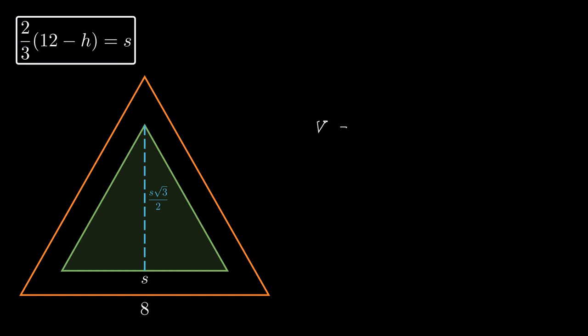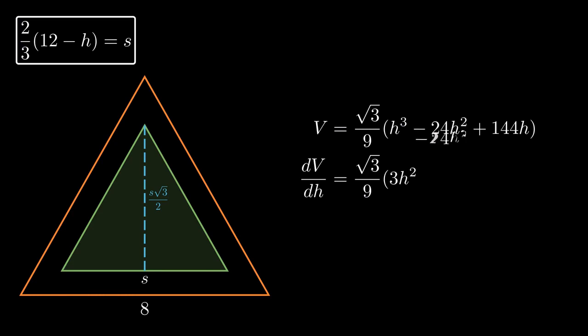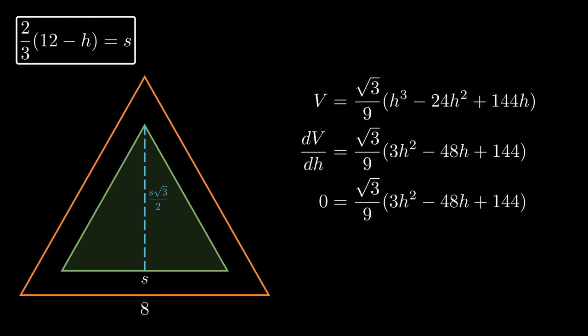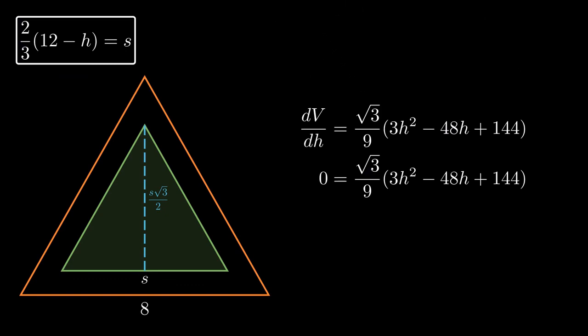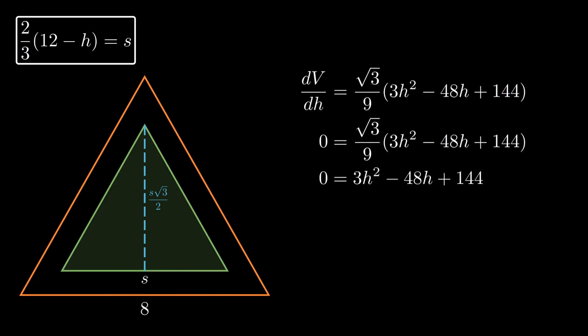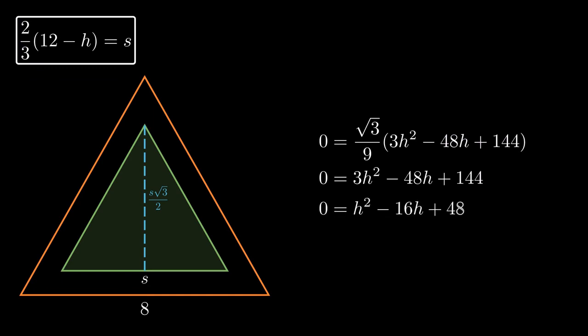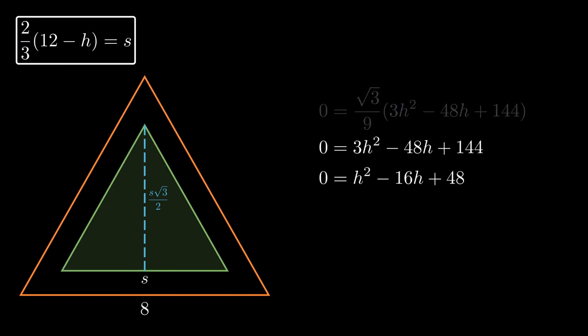Okay, so we have an expression for the volume in terms of H. That means that we can take the derivative of the volume, and it's a pretty easy derivative to take, just using the power rule, and we set it equal to 0. Nothing too bad here. You can throw out the square root of 3 over 9 because we have 0 on the left side. And we also have a common factor here of 3. So I want to simplify this as much as possible. So hopefully I can factorize it. All right, can we factorize this?